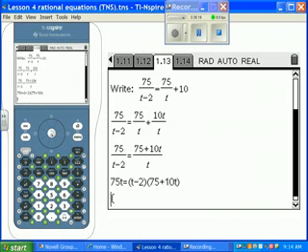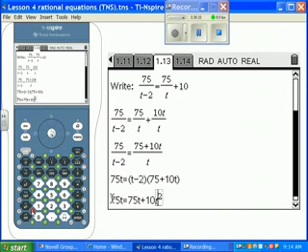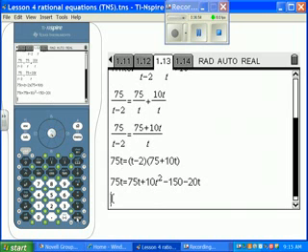When you multiply two binomials, you have FOIL. So 75t equals 75t. Oops, that's not t. 10t. Plus 10 t squared. Okay, keep going. Minus 150. Minus 20t. Okay, so now what am I going to do? I'm going to get everything to one side and combine like terms.